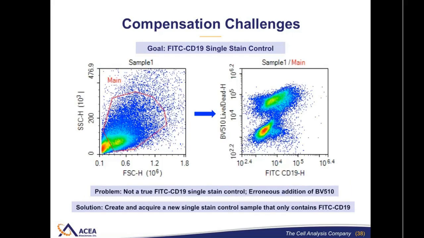This sample is intended as a FITC CD19 single stain control. We can tell by looking at the bivariate plot that it is not a true single stain control. Another fluorochrome, Live/Dead Aqua, was inadvertently added. So the most straightforward solution to this challenge would be to create and acquire a new FITC CD19 single stain control that contains only the FITC.